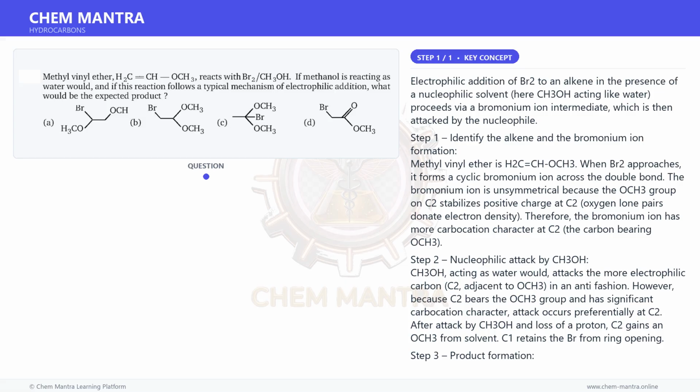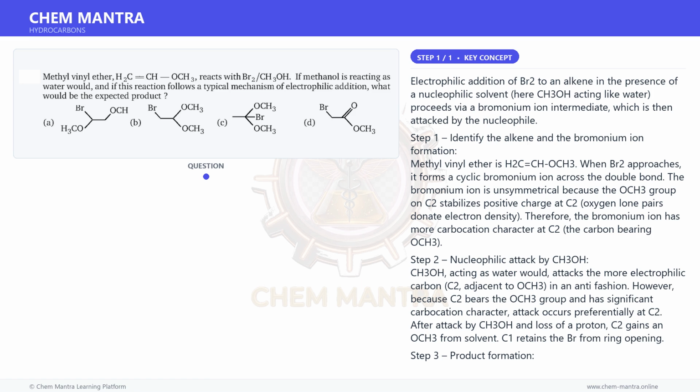Electrophilic addition of Br2 to an alkene in the presence of a nucleophilic solvent, here CH3OH acting like water, proceeds via a bromonium ion intermediate, which is then attacked by the nucleophile. Step 1. Identify the alkene and the bromonium ion formation.